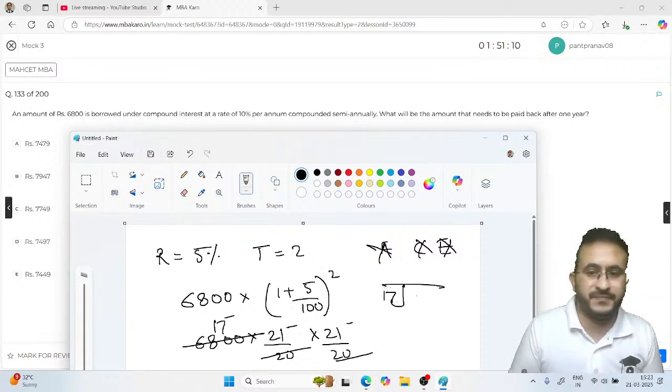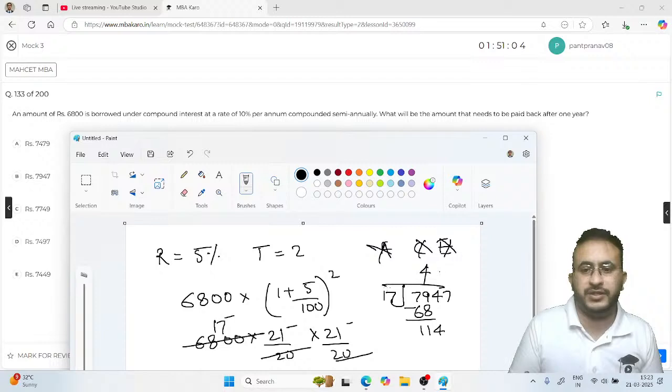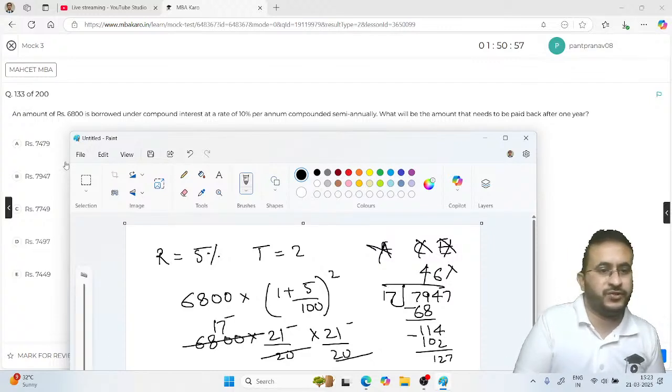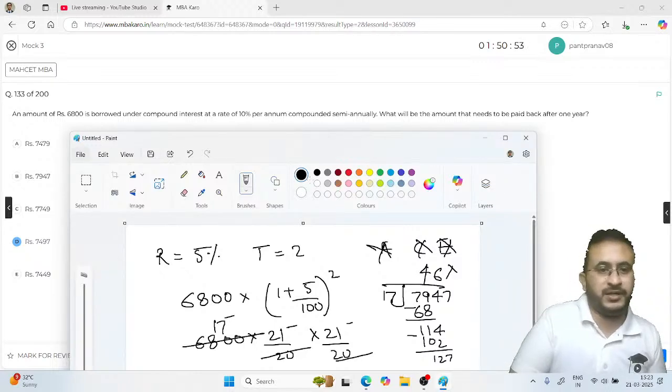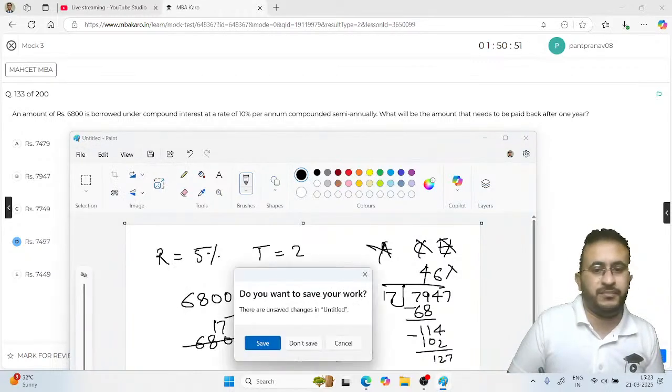17 से 7947, 17 4 is 68, okay, 11 बचा, 114, 6 is 102, and then we have 12, 127. So divide नहीं हो रहा. So this is not our answer. 7497 should be the answer. ठीक है. तो like ideally you should not check both, but ये वाला देख लेते हैं.